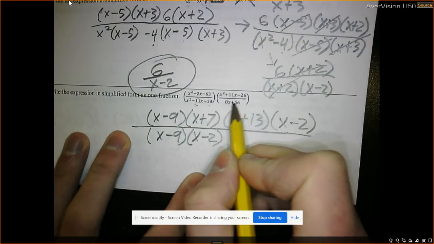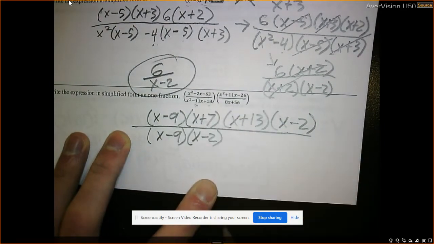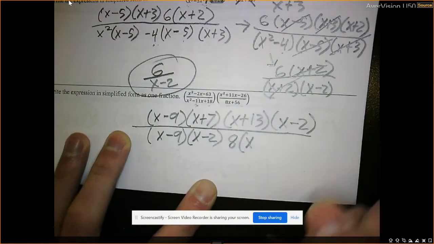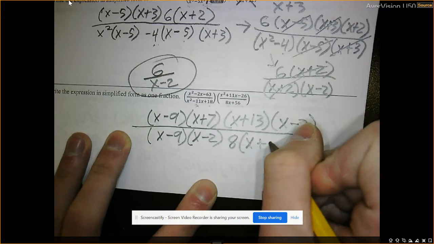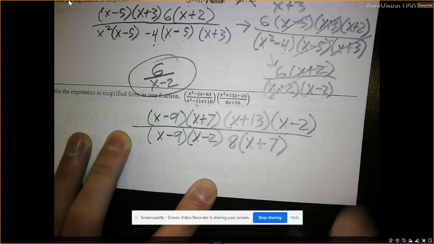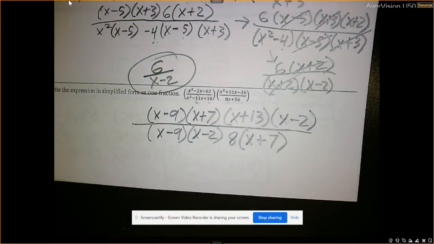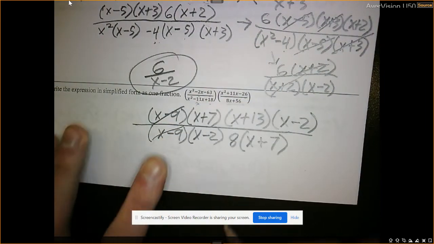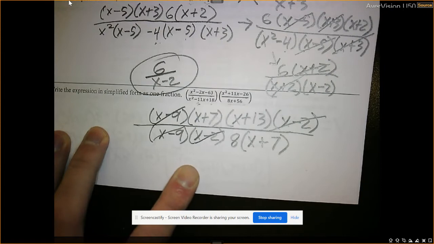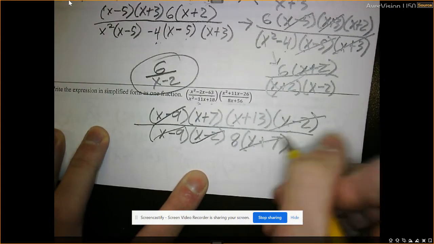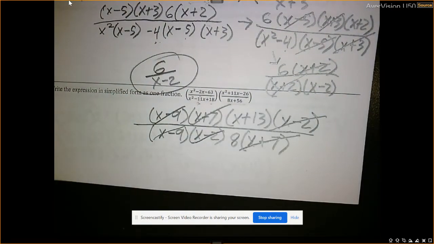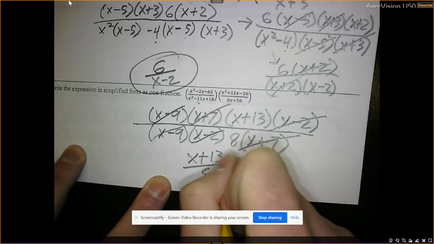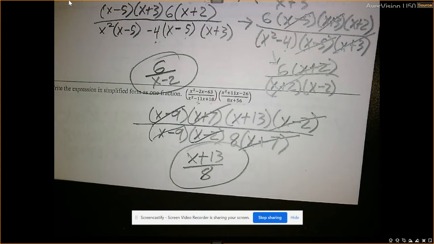Now here you're just seeing what's the biggest thing I can pull out of both 8 and 56. You can pull out an 8. You're left with x. 56 divided by 8 is 7. Okay, now you just start going crazy, crossing off whatever you can. Oh, I have an x minus 9, both the top and the bottom. Cross them both off. I have an x minus 2 in both the top and the bottom. Cross them both off. I have an x plus 7 in both the top and the bottom. Cross them both off. All I'm left with is x plus 13 on the top and an 8 on the bottom. That's your answer.